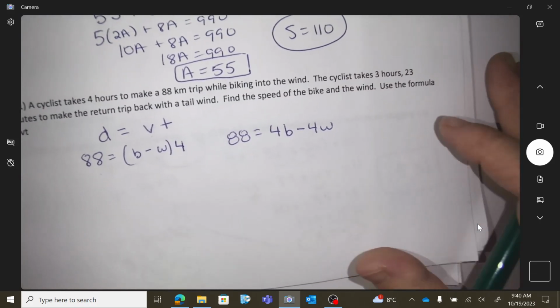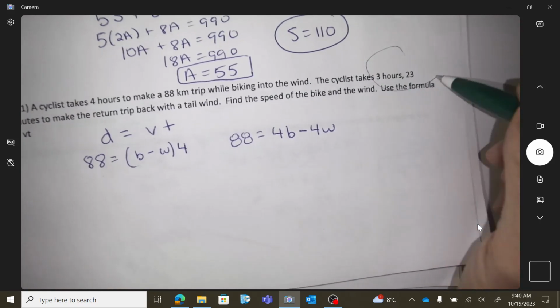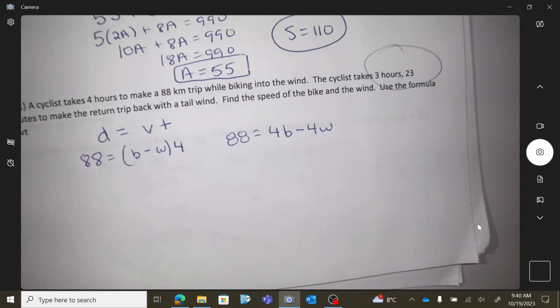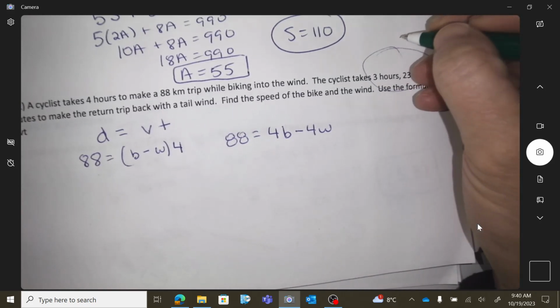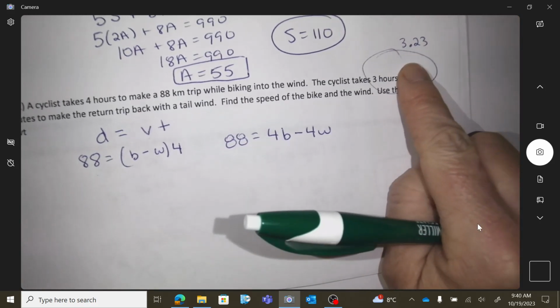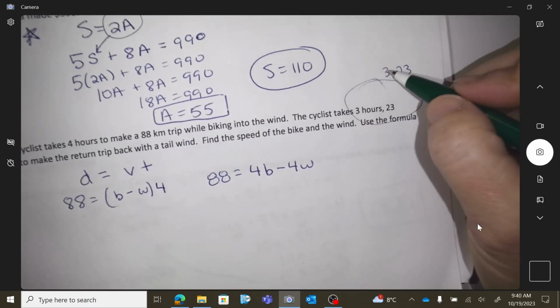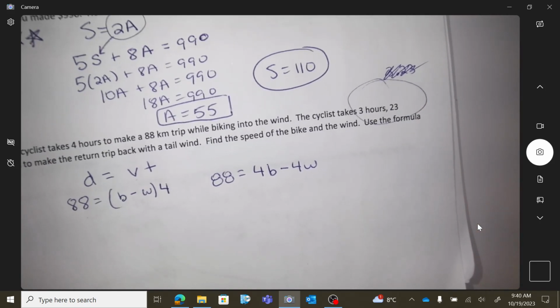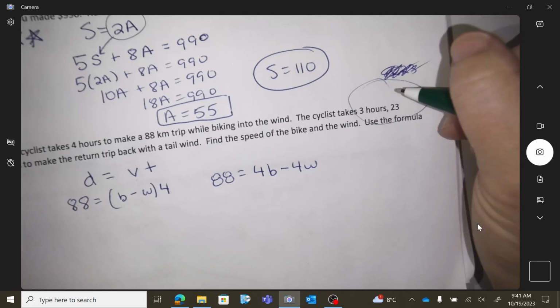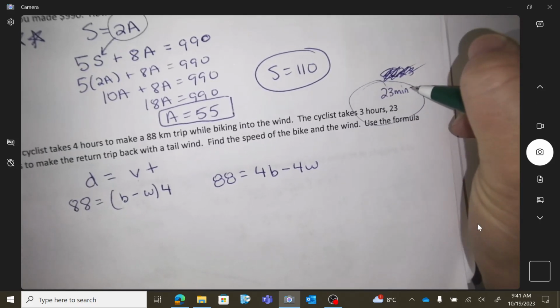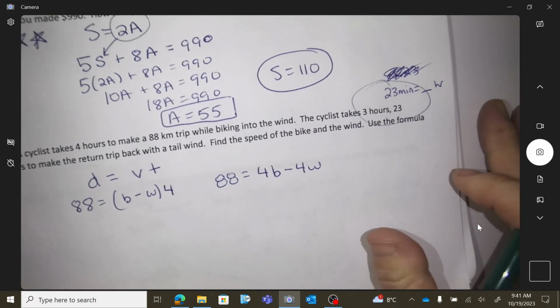Okay, so on this next one, 3 hours and 23 minutes. Do you understand that this is not how you would represent time? It's not time. Okay? How do you do 23 minutes? Any suggestions to make it a time into hours? How do you turn minutes into hours?